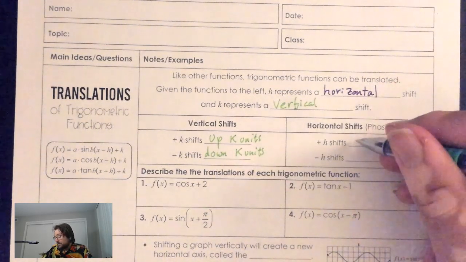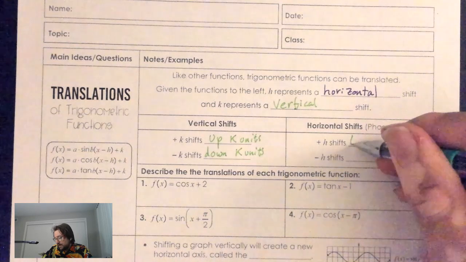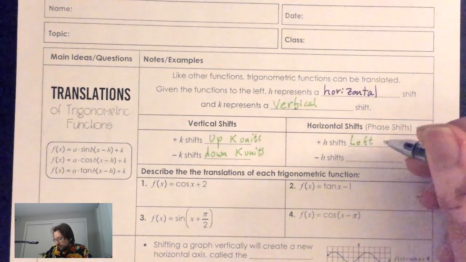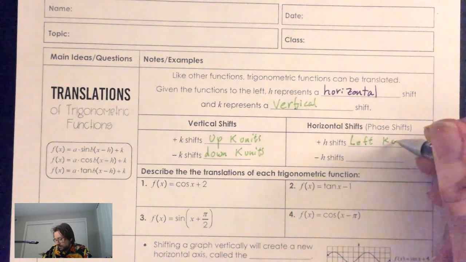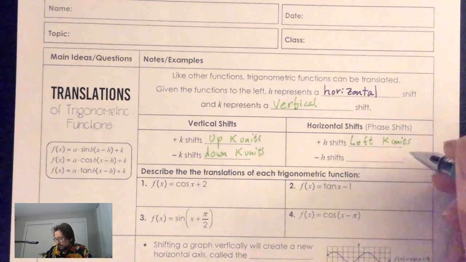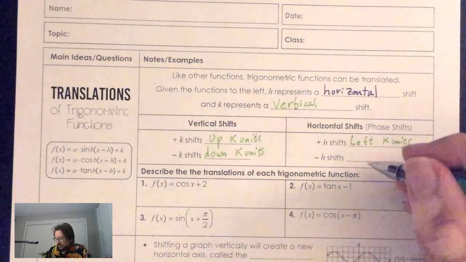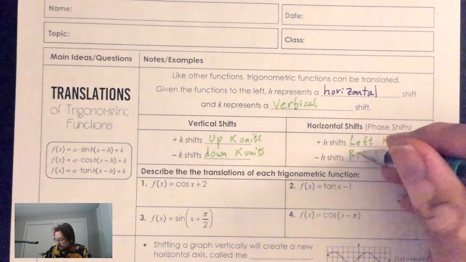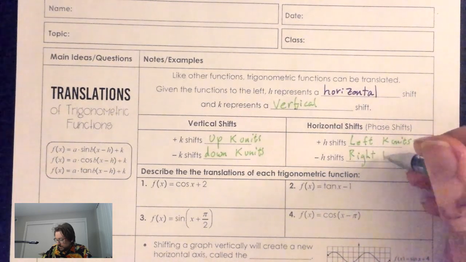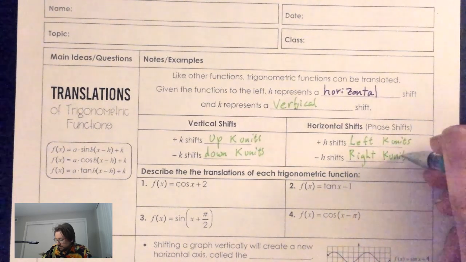Plus h shifts everything to the left k units. And minus h shifts everything to the right k units.